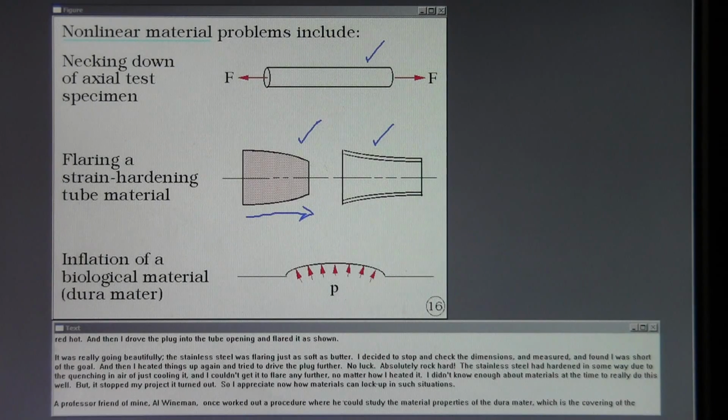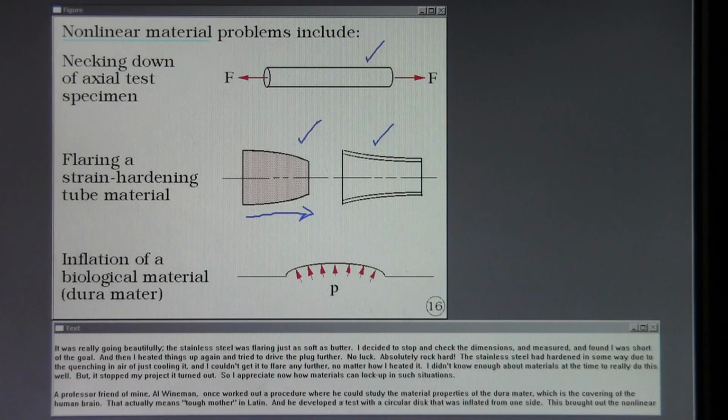I didn't know enough about materials at the time to really do this well, but it stopped my project, it turned out. So I appreciate now how materials can lock up in such situations.